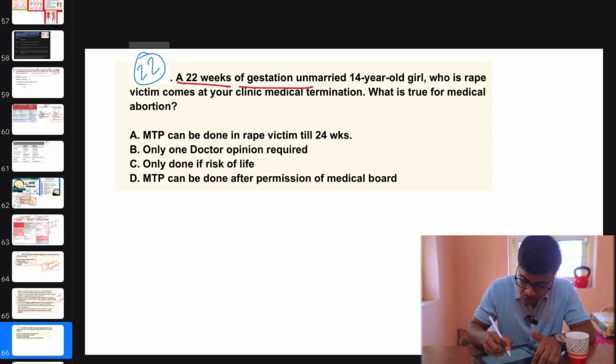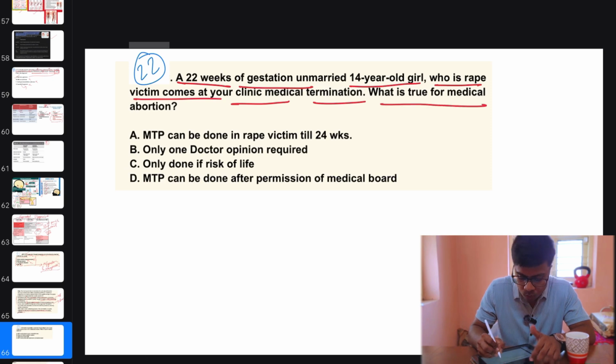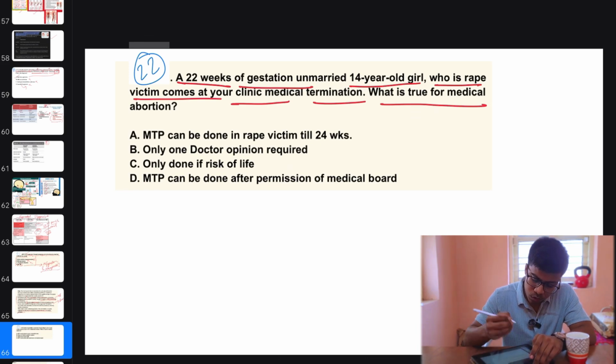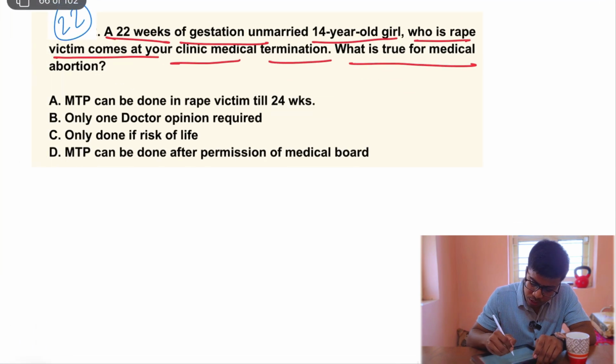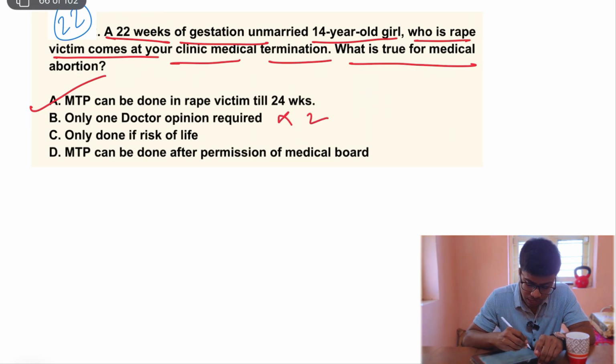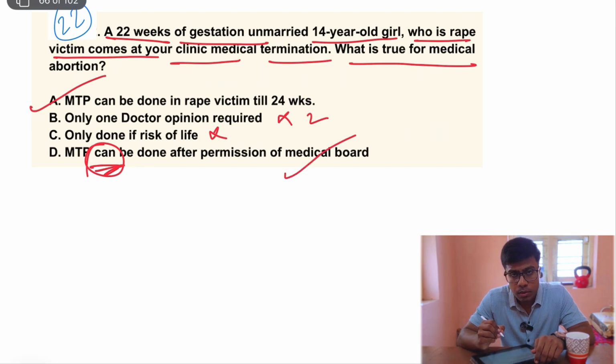At 22 weeks of gestation, an unmarried 14-year-old girl who is a rape victim comes to your clinic for medical termination. What is true for medical abortion? This is related to the law of medical abortion, so we should know this. MTP can be done in a rape victim till 24 weeks. Yes, in case of rape it is extended now. Only one doctor, no, two. Only done if risk to life, no. MTP can be done after permission of the medical board. It is not just can, MTP should be done after permission from the medical board. So that's why this is probably the incorrect option.